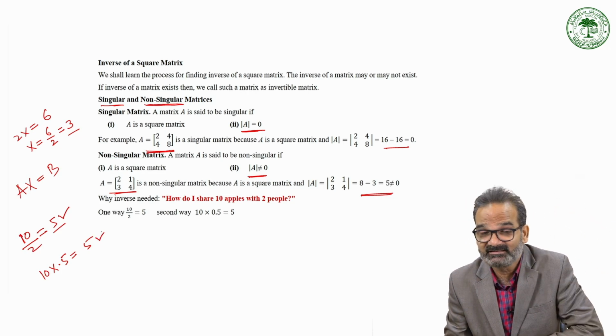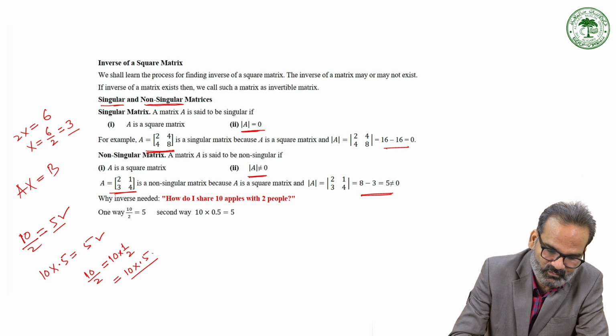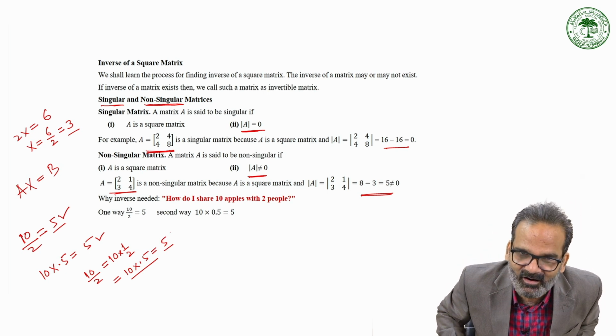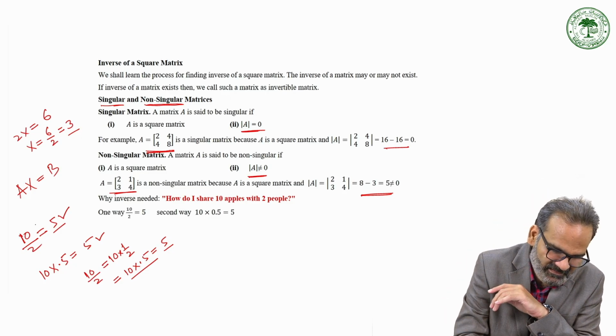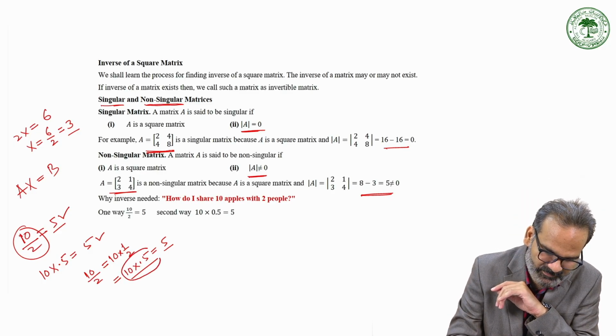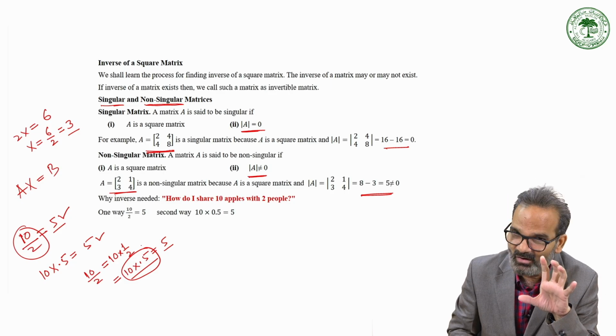What is the difference? See, 10 upon 2 can be written as 10 into 1 upon 2, and this is equal to 10 into 0.5, and 10 into 0.5 will be equal to 5. So the answer in both ways is coming out to be same, but the operation has been changed. Here 10 is being divided by 2, but here 10 is being multiplied by 0.5. So what is the difference between these two operations?